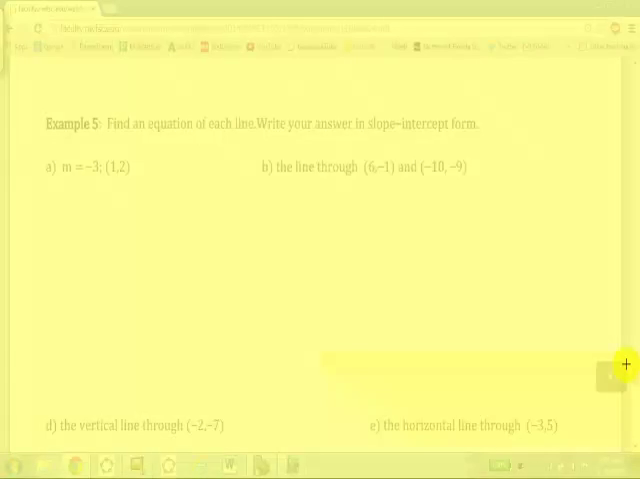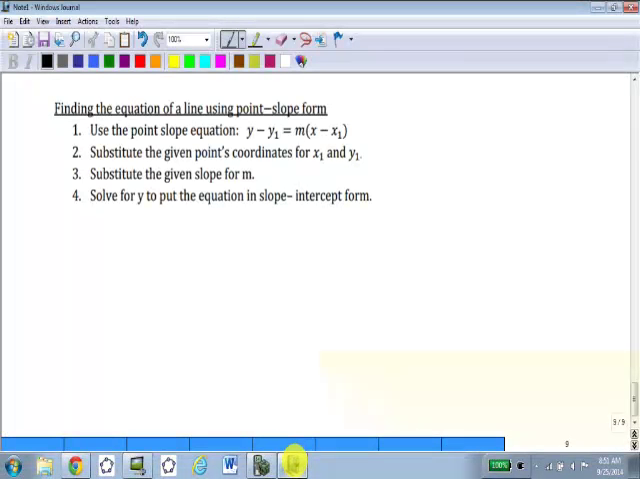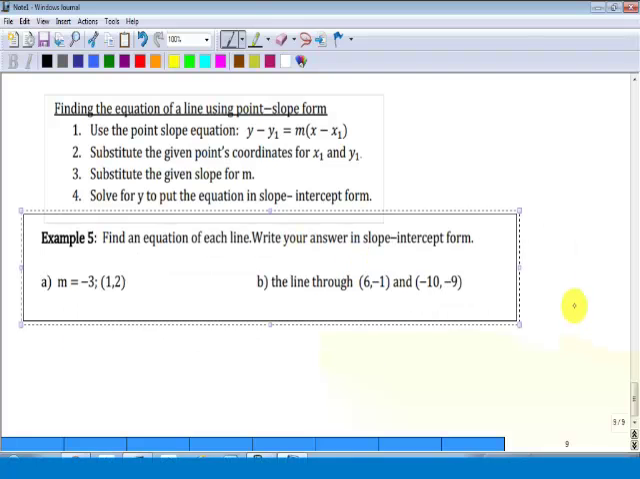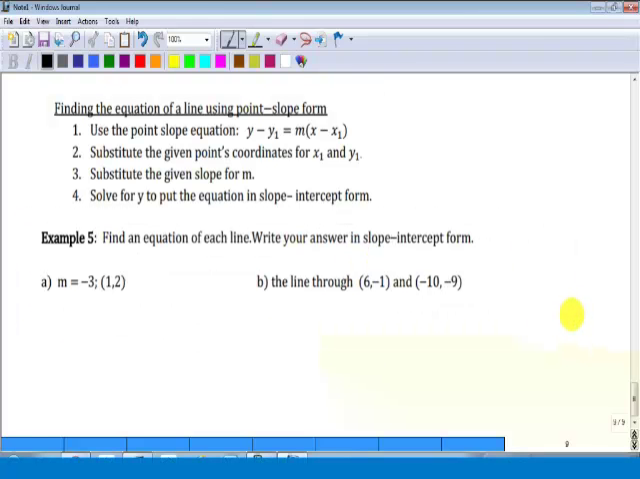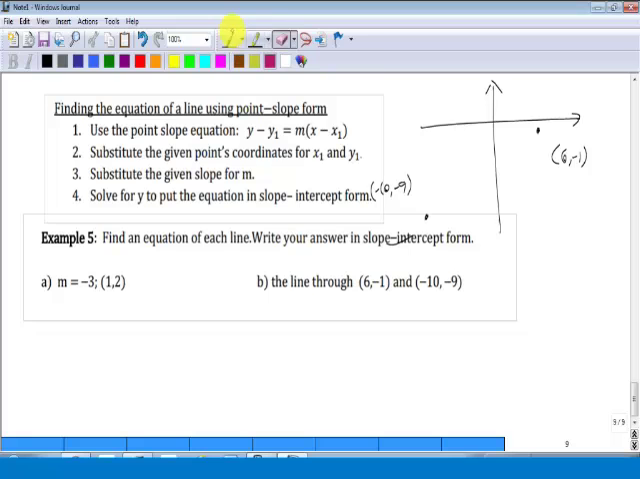All right, example 5. Find the equation of each line. I don't know if we even need to do the A part. We've kind of been there and done that. How about the B part? Two points are given. Whoa, one way down there in the third quadrant. So 6, -1 is about right there, and -10, -9 down there somewhere. Looking like, whoa, missed both of them. Try that again.